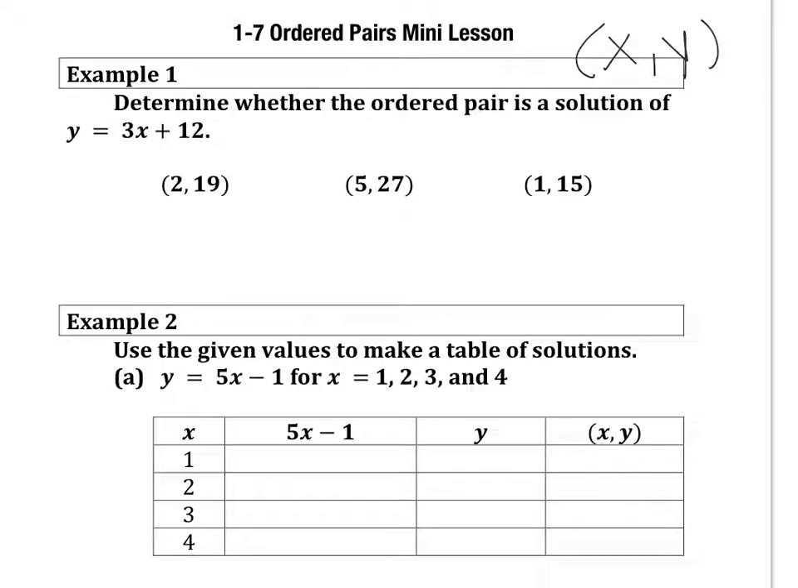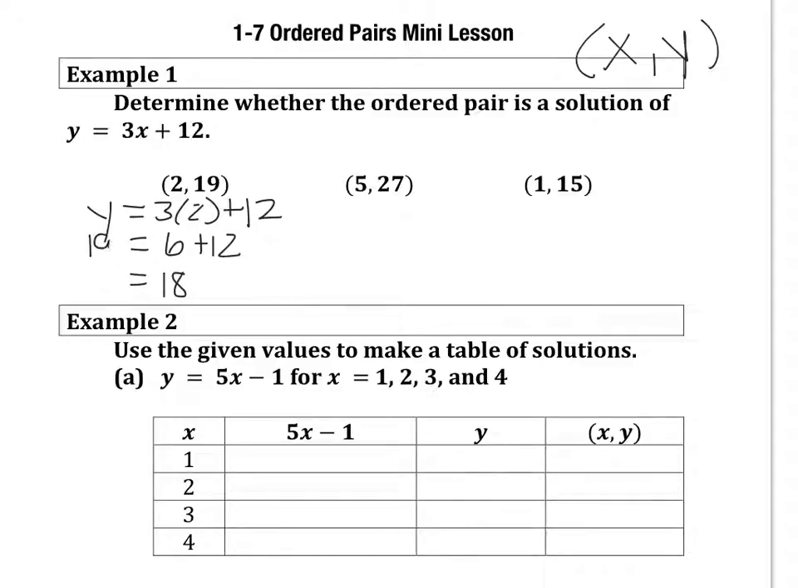Now I'm going to substitute 2 in for the x and 19 in for the y. Remember I told you in an earlier lesson that you're going to put 2 in parentheses, or whatever you're substituting, in parentheses. That helps you know what operation to use next. 3 times 2 is 6. 6 plus 12 is 18.